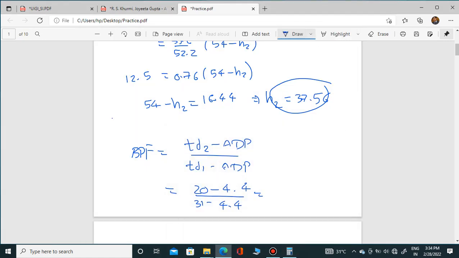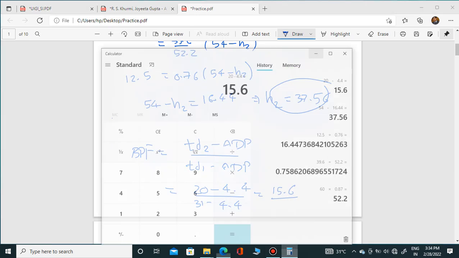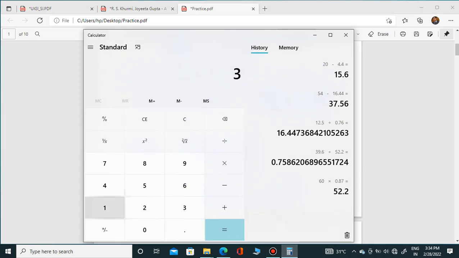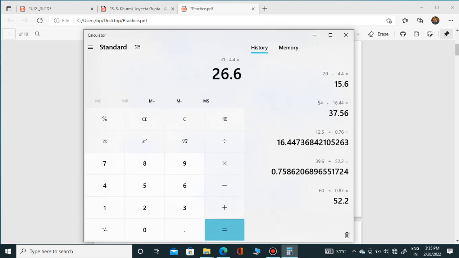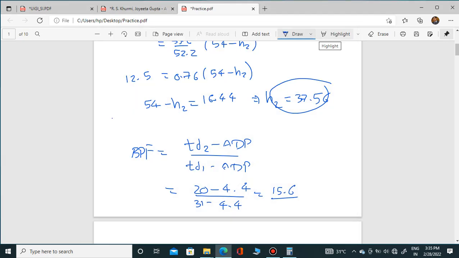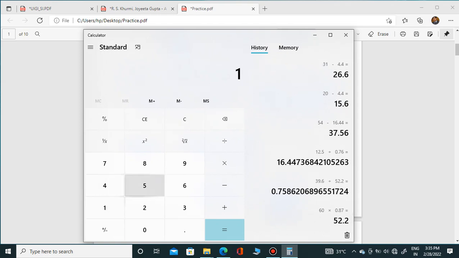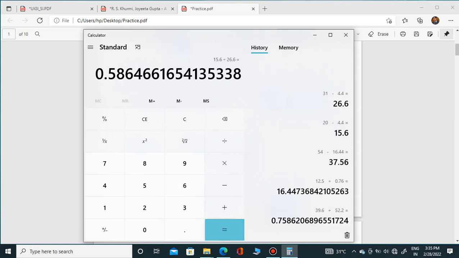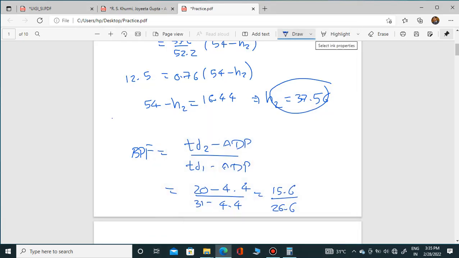So here 15.6 divided by 31 minus 4.4. 31 minus 4.4 will be 26.6. So 15.6 divided by 26.6. What is the answer here? The answer is 0.58. So your bypass factor is 0.58.